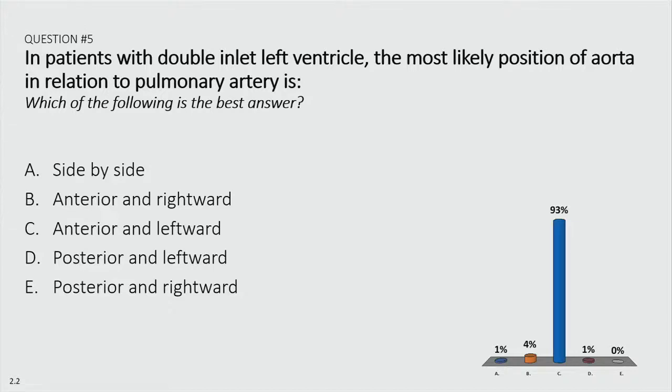Excellent work. So, the correct answer is C, anterior and leftward. Somehow, examiners have a fascination about asking this. Primarily, what they want to know is, the L-looping of the ventricle is not uncommon in this condition. So the hypoplastic chamber is on the left side, giving rise to the aorta, which is anterior and leftward.